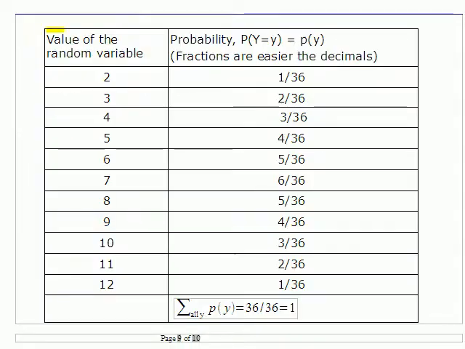So here's the table. This is the value of the random variable. Here are the probabilities. There were 36 total possibilities, so you're just dividing by the total number of possibilities, and they do sum to 1, which is what they should do.